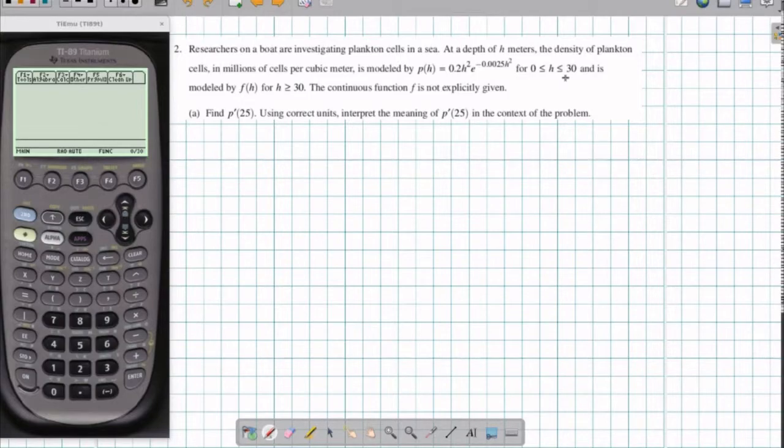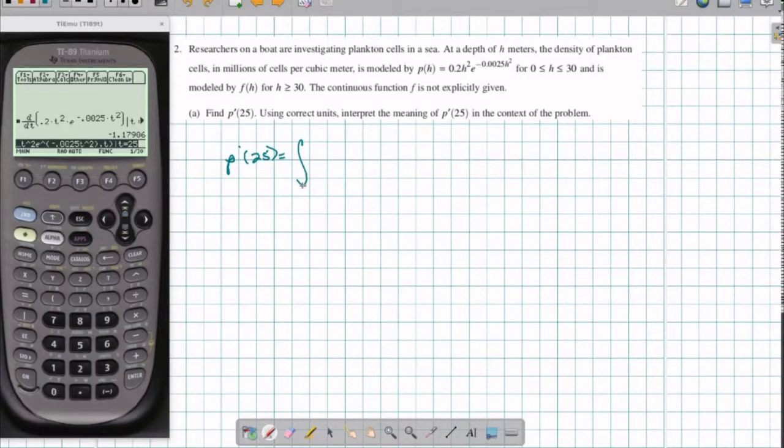This continuous function is not explicitly given. They want us to find P prime of 25. So they're asking us to find the derivative of this function. So I'm going to differentiate, and I'm going to type in my function, which is 0.2 h squared times e to the negative 0.0025 h squared, with respect to h, and I want to do this at h equals 25.